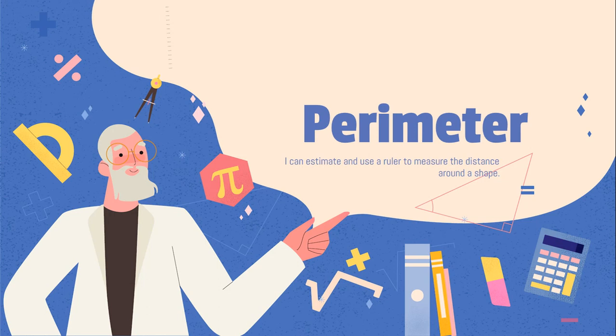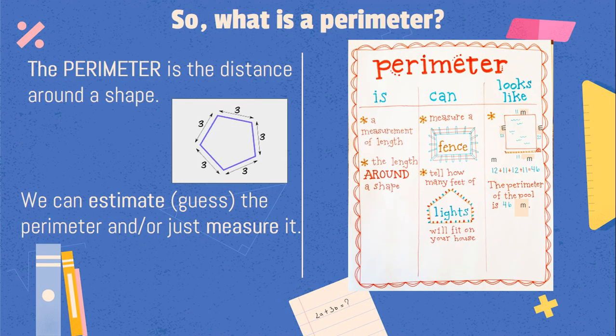So, as promised, today we are talking about perimeter. So what is the perimeter? Well, basically the perimeter is just the distance around a shape. So you would measure all of the sides in the shape, okay? So we will either estimate or measure the perimeter. So basically you just have to remember that perimeter is the distance around a shape, okay?